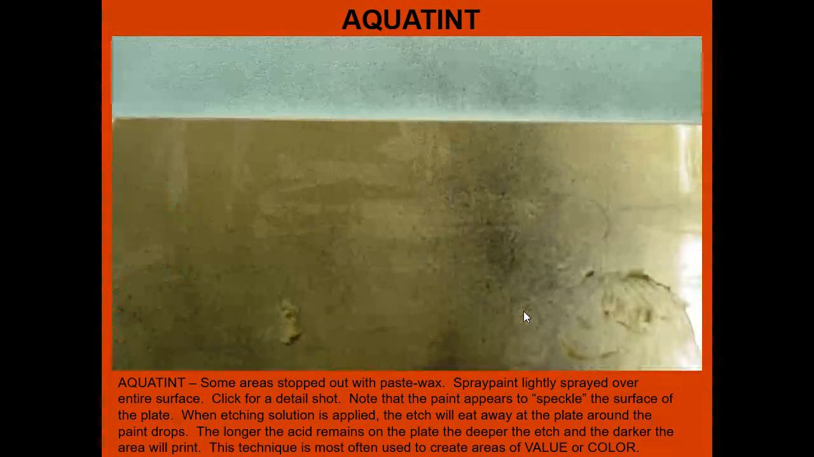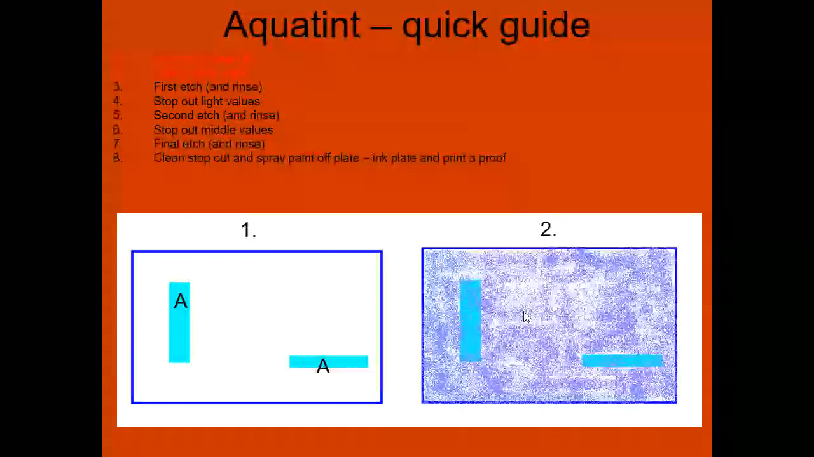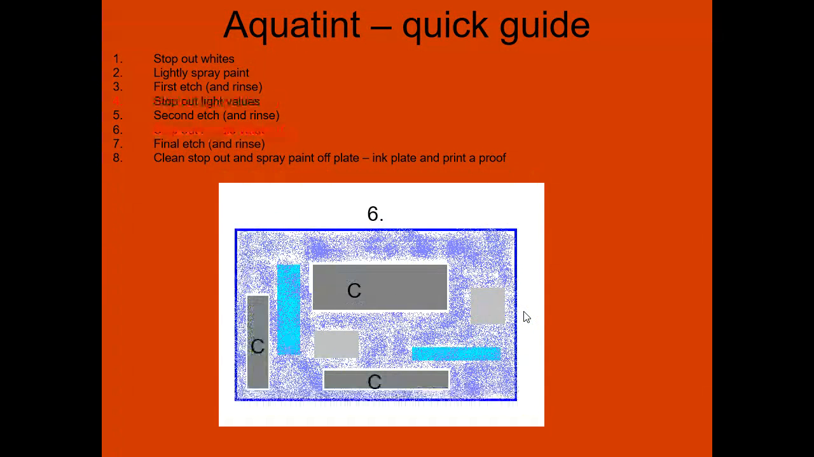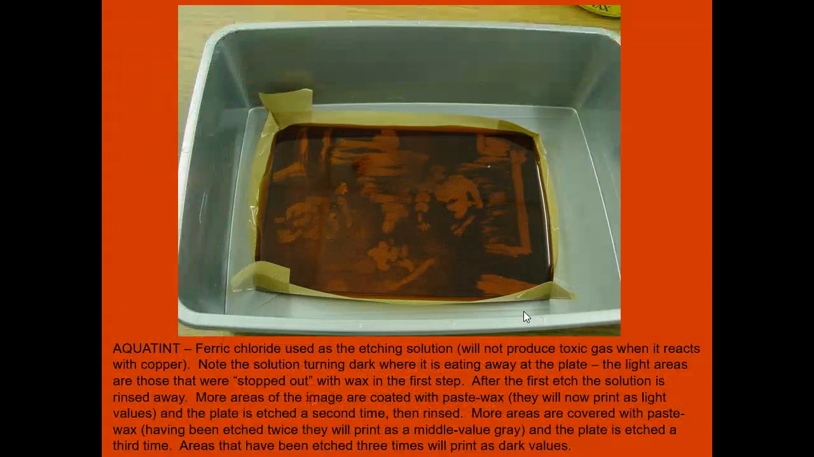And then we simply etch for a short amount of time, 3-4 minutes, cover more areas, etch again, 3-4 minutes, cover more areas, etch again. Once we clean it all off and ink it, you'll have areas that are stark white, light gray, dark gray, jet black. So you end up with an effect that looks like this.